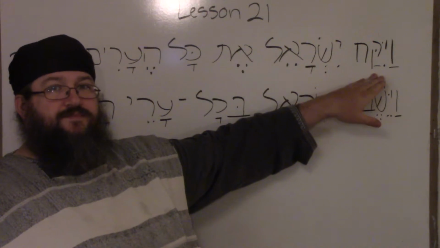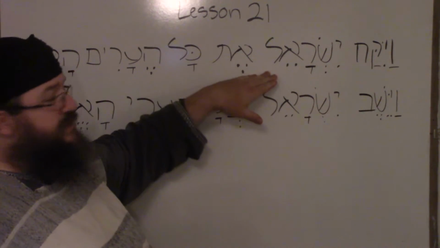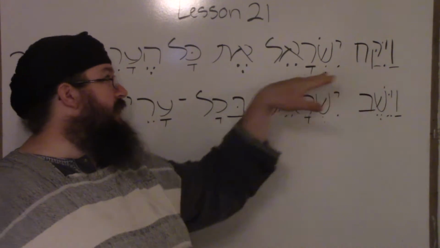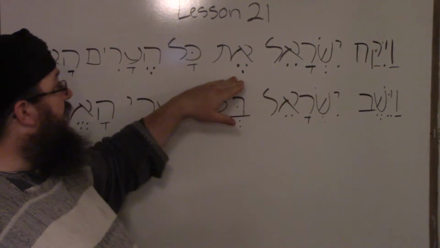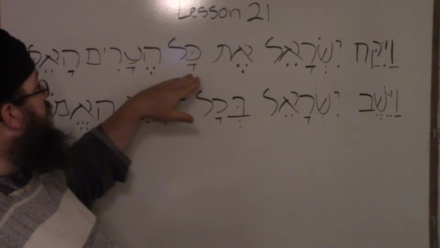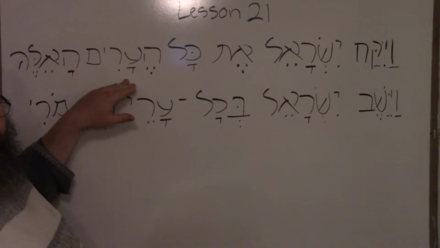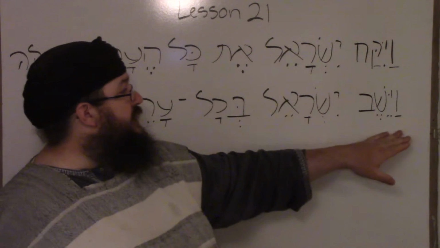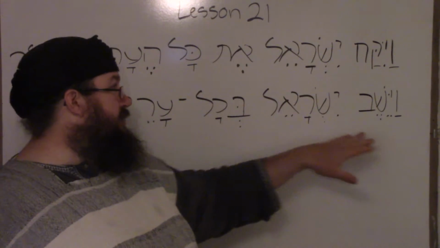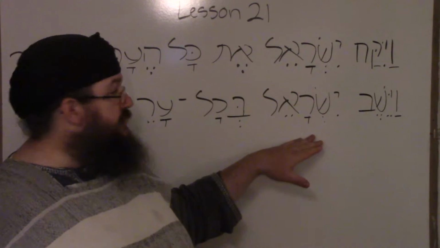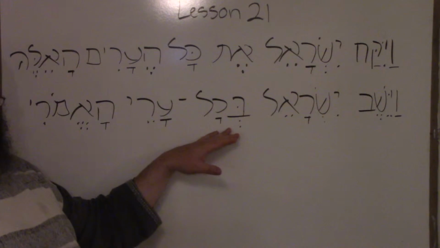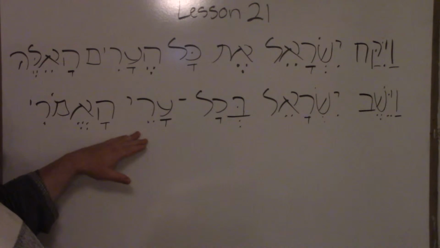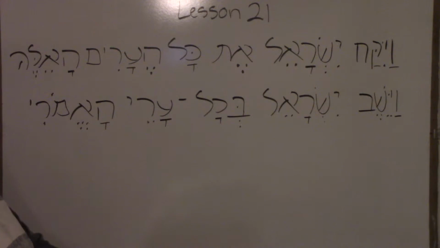Alright? Vayikach, and he took Israel. So Israel is going to be the subject here. Vayikach Israel, and Israel took et kol heharim, all of the cities, ha'ele of these. Vayishev, and he dwelled, Israel, so and Israel dwelled, bechol, and all, arei He'emori, the cities of the Amorites.